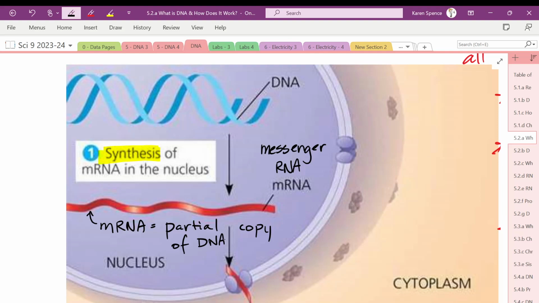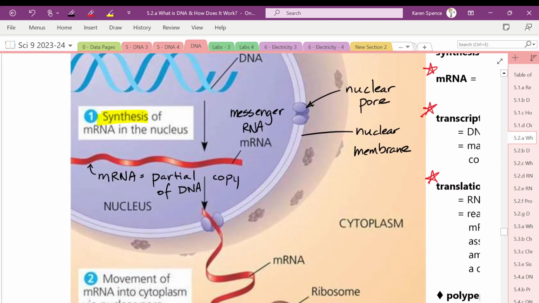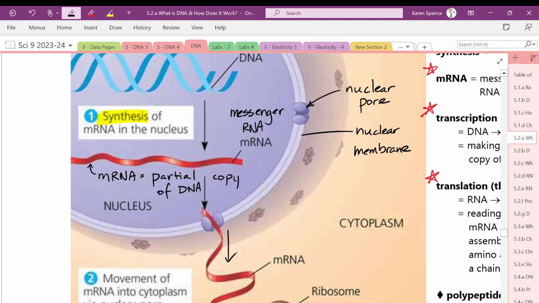What happens to the mRNA now? Right now it's in the nucleus. Where does it go? It goes out into the cytoplasm through, what is this thing here? That is a nuclear pore in the nuclear, what? Membrane. And out goes the messenger RNA.